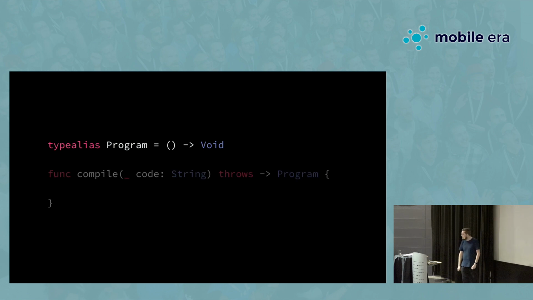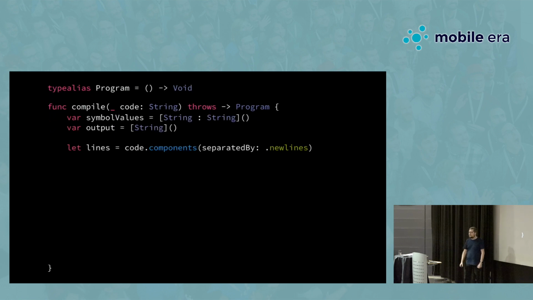To do that, we're going to write a compile function that takes a string of code and then either throws an error or outputs a fully working program. So let's start implementing this function. The first thing we're going to need is some state. We need a way to keep track of the different values of all of our symbols. So that's a dictionary from the symbol name to the value. And since we're just dealing with strings in this language, we can just keep them as strings. And our output is just going to be an array of strings that we can then, at the end of the program, just output.